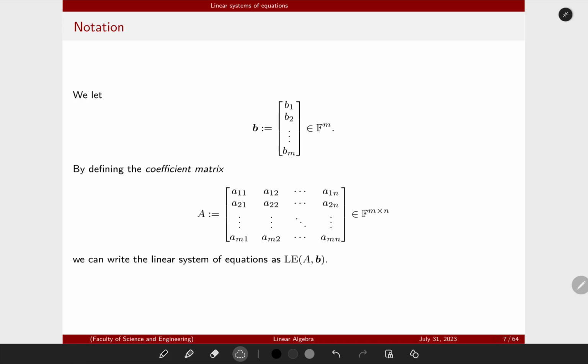And now what we can do is we can say the linear system we had before, the really long set of equations, we just say this is the linear system (A, b), because all we need to specify is our coefficient matrix and our vector with the terms on the right hand side of the equal sign.